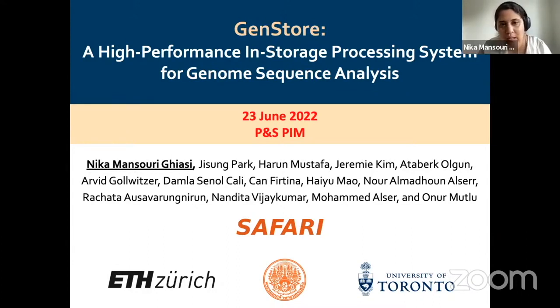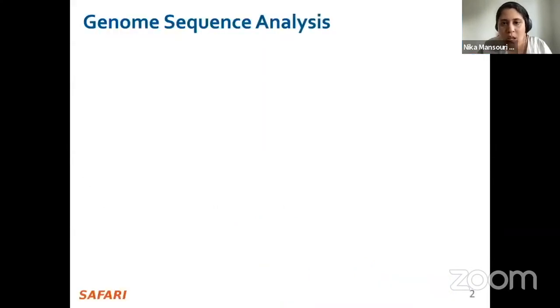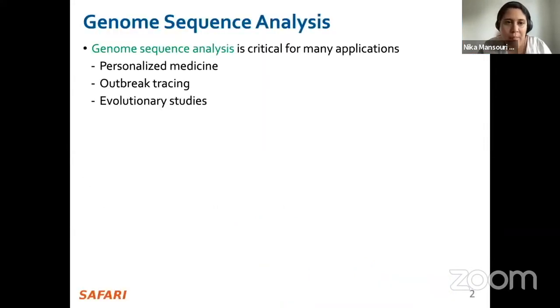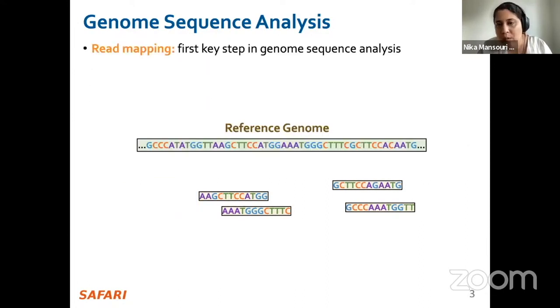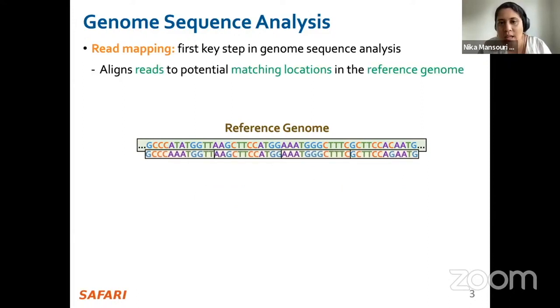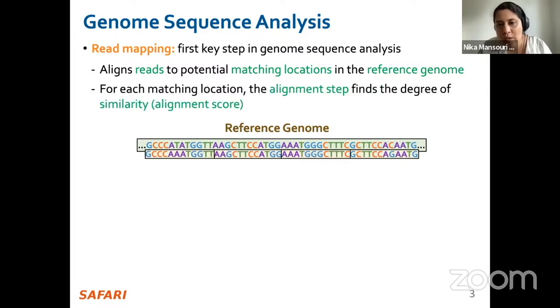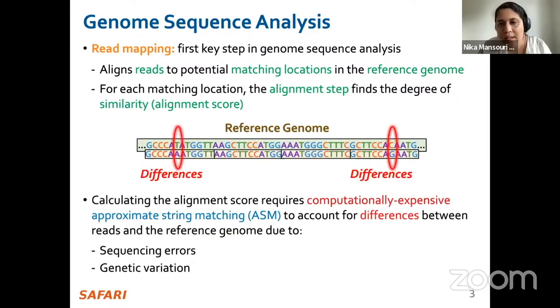Okay, so hello, everyone. I'm Nika, as Juan mentioned, and today I will introduce GenStore, a high-performance in-storage processing system for genome sequence analysis. Genome sequence analysis is critical for many applications, such as personalized medicine, outbreak tracing, and evolutionary studies. Genome sequencing machines extract the smaller fragments of the original DNA sequence, known as reads. Read mapping is the first key step in many genome sequence analysis applications that aligns reads to potential matching locations within the reference genome. And for each matching location, the alignment step finds the degree of similarity between read and the reference by calculating the alignment score.